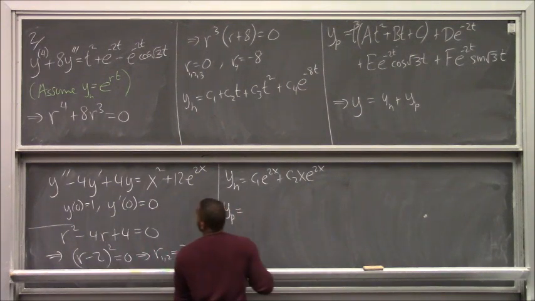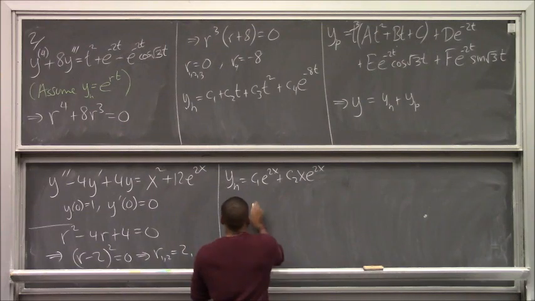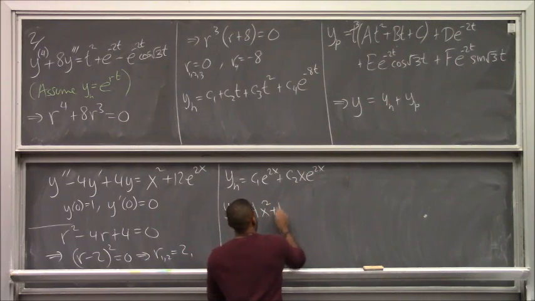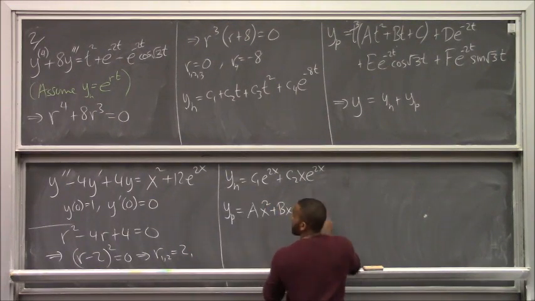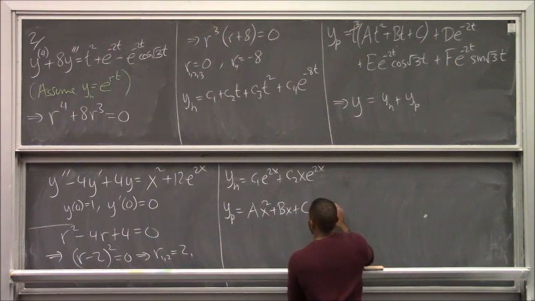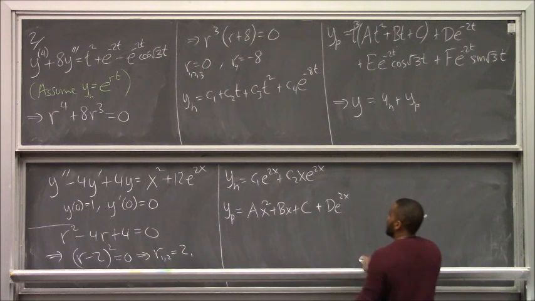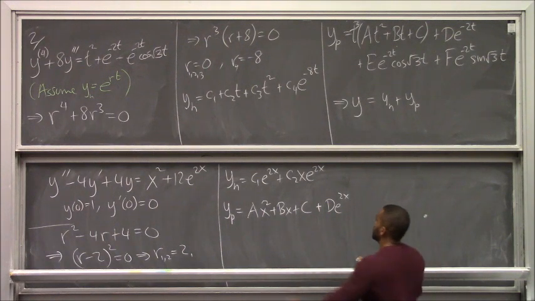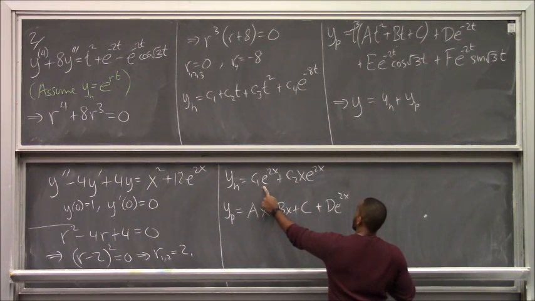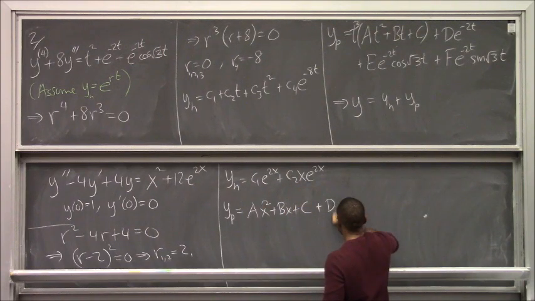yp: Ax plus b e to the 2x, plus d e to the 2x. Okay, overlaps? Yes, overlap here. And if we multiply by an x, we're going to overlap there. So we're going to multiply that by an x squared.